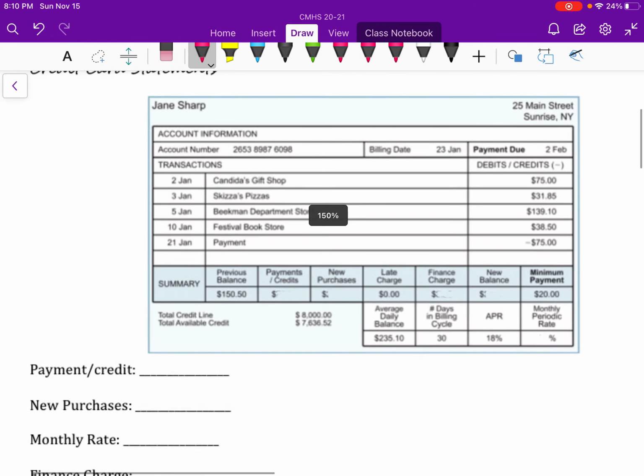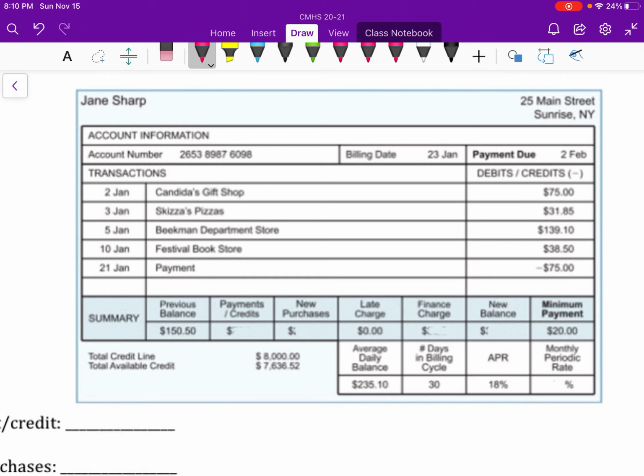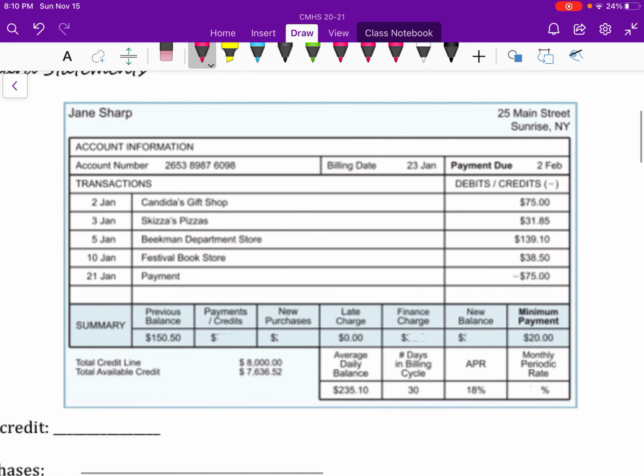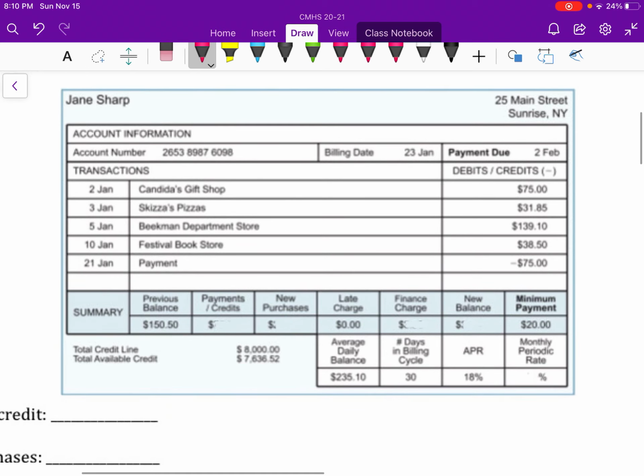So last week we talked about credit cards, and just like we talked about last chapter with bank statements, there is also such a thing as a credit card statement. So this is what a credit card statement looks like. If you have a credit account, this will tell you everything that you have bought within the cycle, and a cycle is usually 30 days, so just like a monthly bank statement, but these are all of the purchases that you have made.